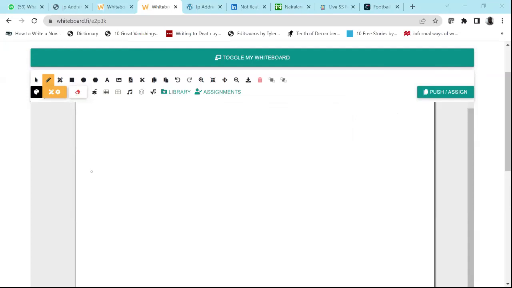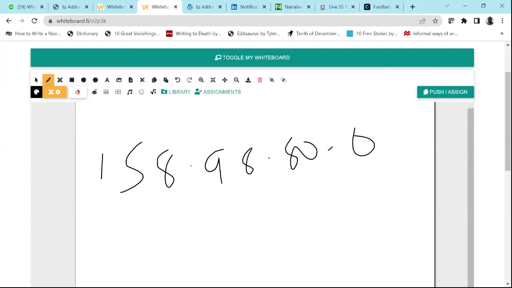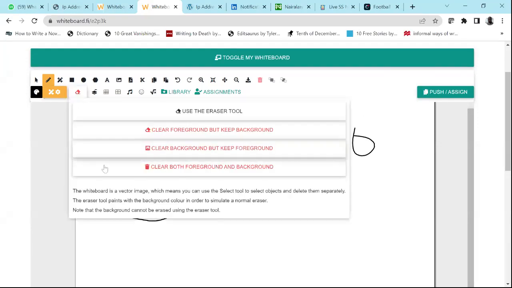Okay, let's move on to looking at something else. 158.98.80.0, what's the network portion? This is class B. First two octets. The first two is the network. All right, that's great. So let's go to the host portion.